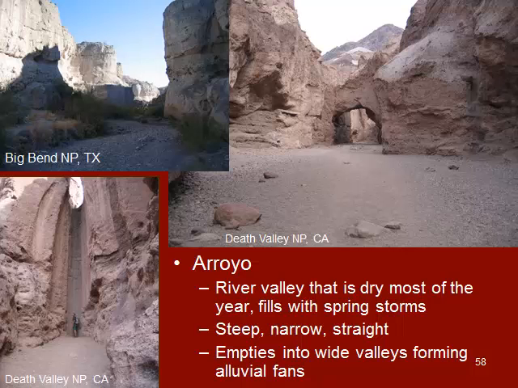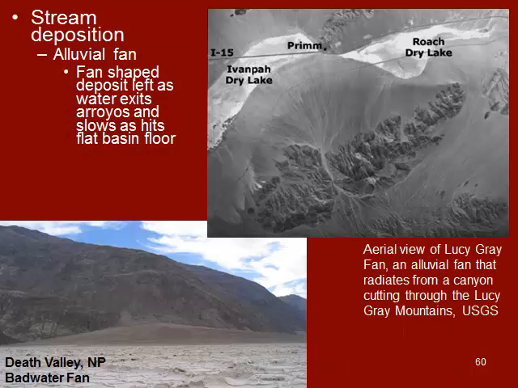And when it flushes that sediment out, what we end up with, when that river valley empties out into a flat, wide valley, is this. Here you can see the mountain range with the rivers flowing out of it. This is a wide, flat valley. Here's an aerial photograph: a river valley coming down through the mountains, and it empties into this wide, flat valley.